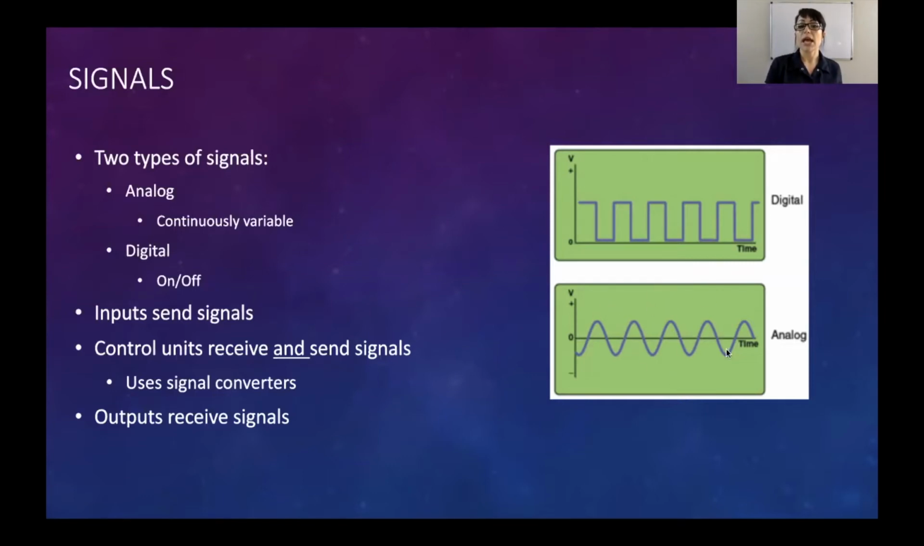The analog is what we call a sine, S-I-N-E waveform. And that sine waveform can be AC or DC, right? If it stays positive, it's an analog DC signal. If it goes back and forth, kind of like this signal in the picture here, that's going to be an AC analog signal. Digital is simply on or off.